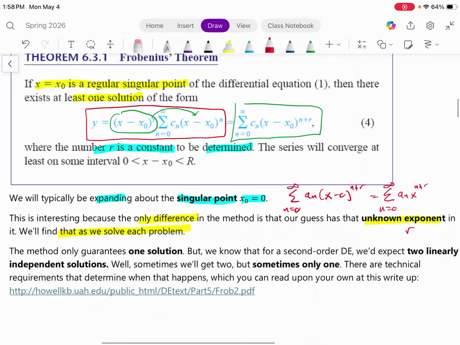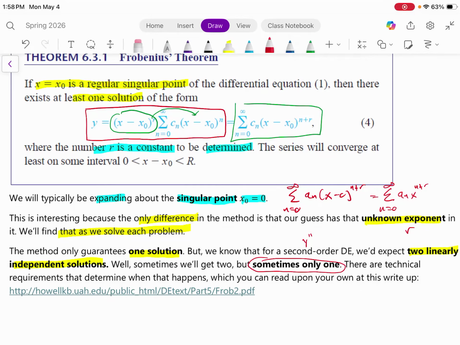And the Frobenius theorem guarantees only one solution. So we for sure can get one solution. But we know for a second order differential equation, meaning like y double prime, we'd expect two linearly independent solutions. But the Frobenius method sometimes only gives us one. So we could expect two, but sometimes we only get one. Sometimes terms cancel out, things go to 0, and we're only left with one solution. So that's okay, just as long as you're doing it right.